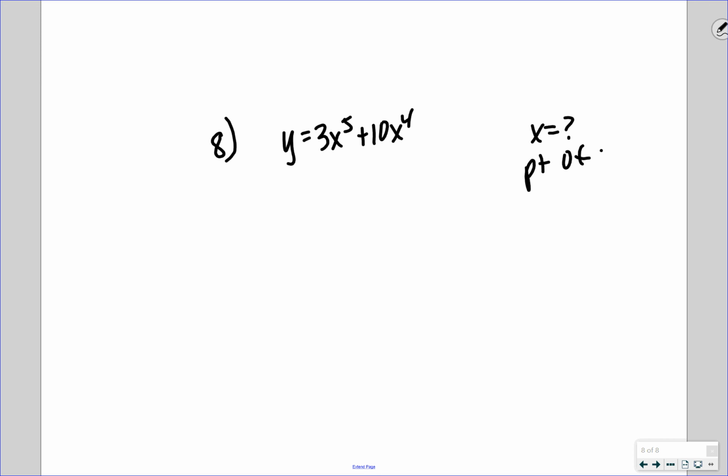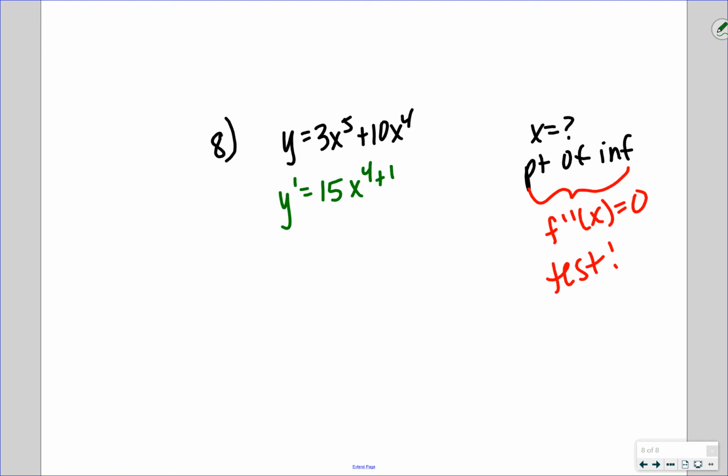Number 8. For what values of x, so x equals question mark, does the graph of y equals 3x to the 5th plus 10x to the 4th have a point of inflection? Point of inflection is second derivative equal to 0. Test them. So I'm going to derive twice. First derivative, y prime, 15x to the 4th plus 40x cubed. Derive again. 60x cubed plus 120x squared.